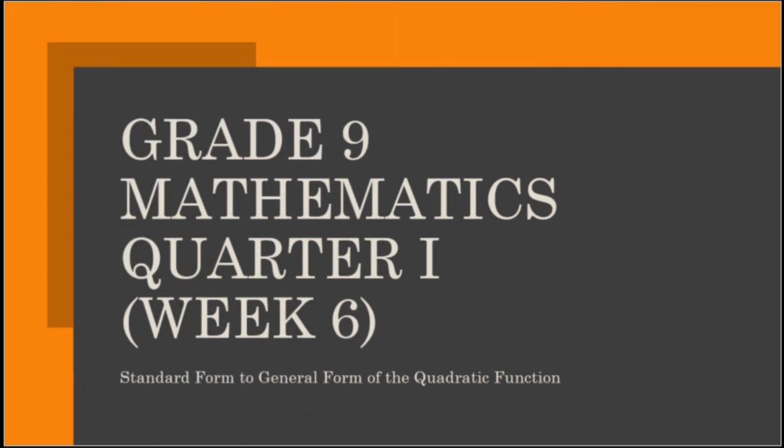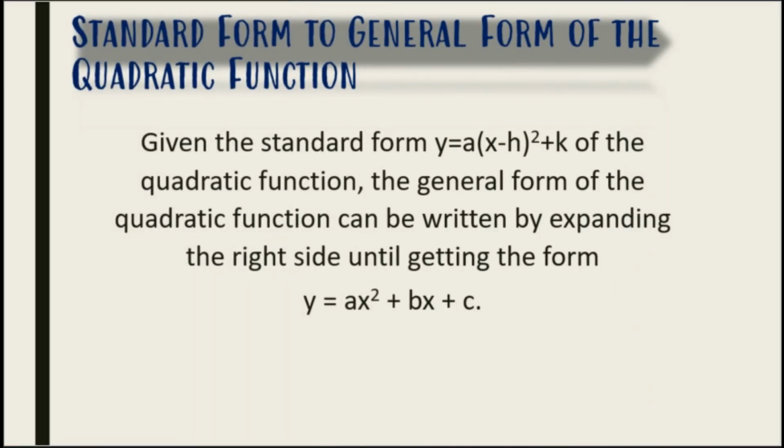Let us continue. Let us now reverse the process by writing the general form from the standard form of the quadratic function. Given the standard form y is equal to a quantity x minus h quantity squared plus k of the quadratic function, the general form can be written by expanding the right side until getting the form y equals ax squared plus bx plus c. Let us have the first example.